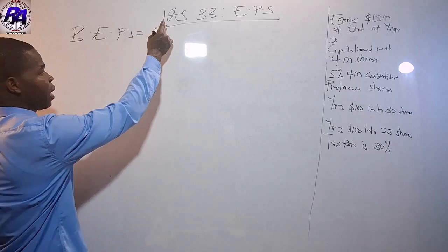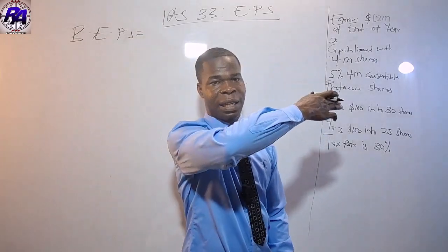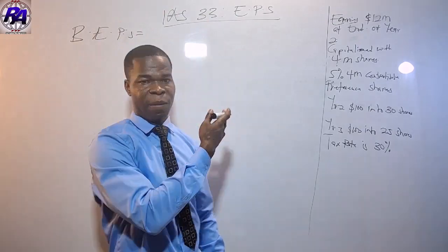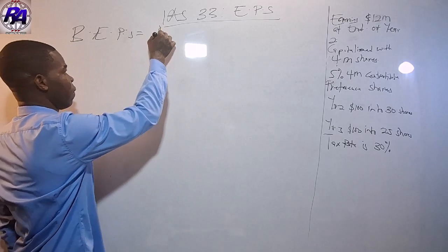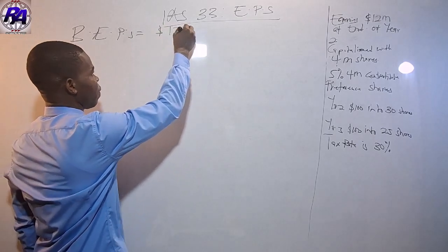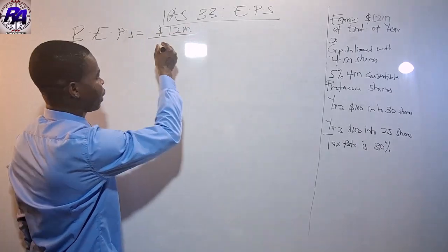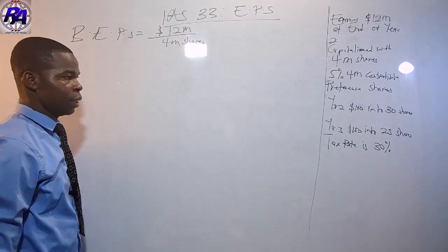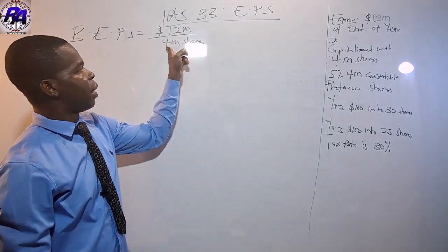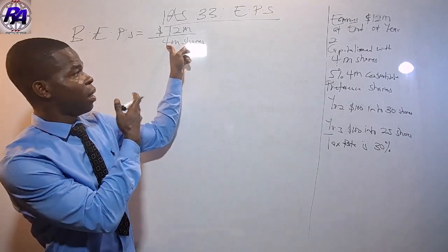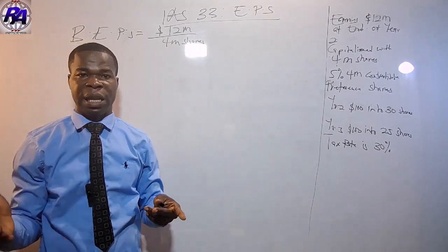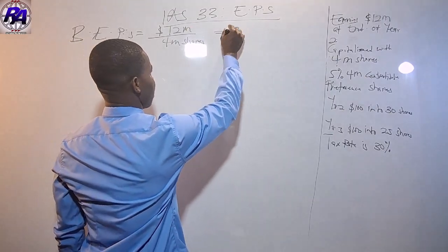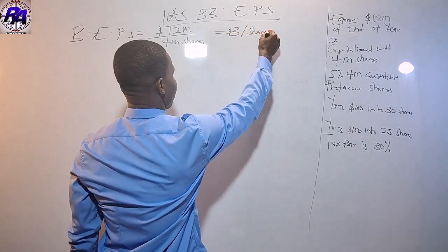Now, the basic earnings per share here is going to be our earnings, which has no adjustment. Remember that if there were any non-cumulative preference share dividends, we would have eliminated them. So here it is $12 million, divided by our weighted average number of shares, which is 4 million shares. We are not adjusting the 4 million because we are just capitalizing 4 million shares. This gives us $3 per share.